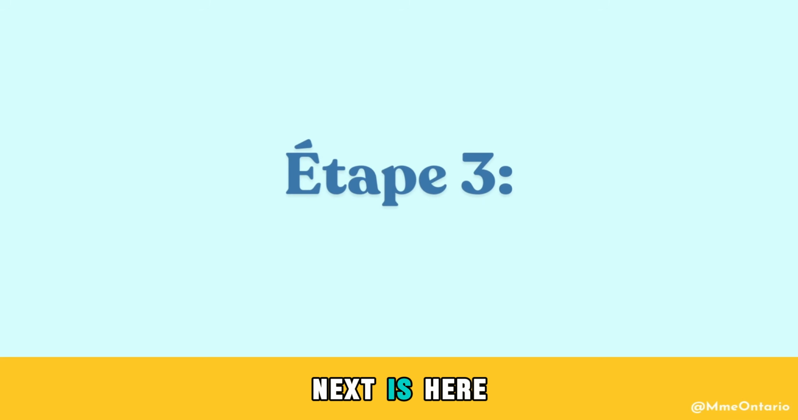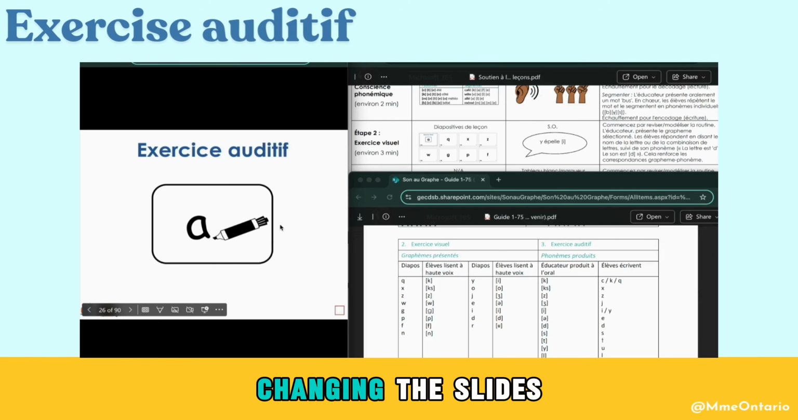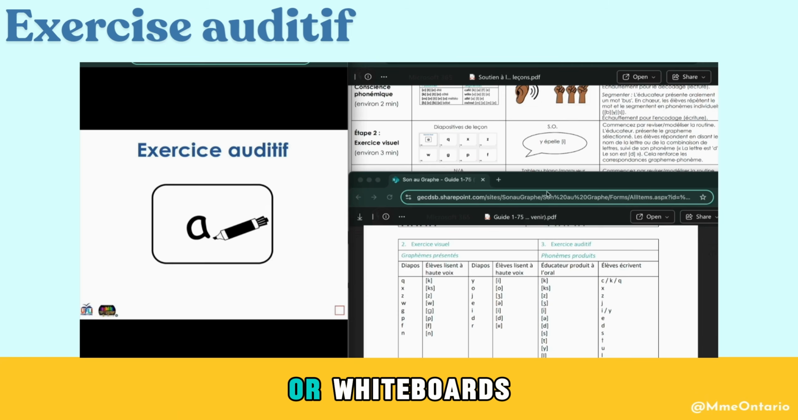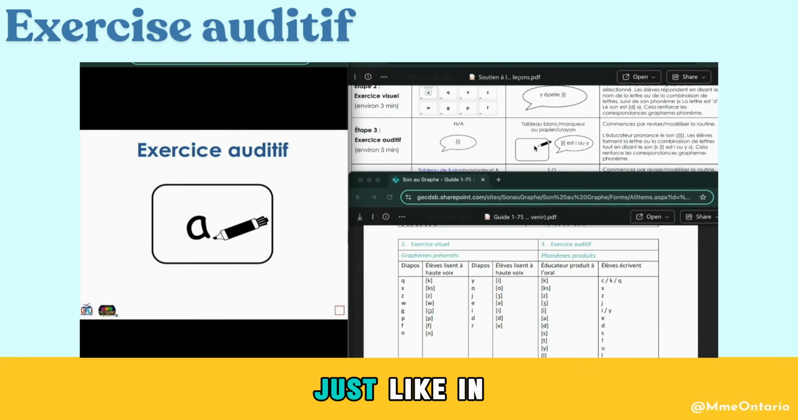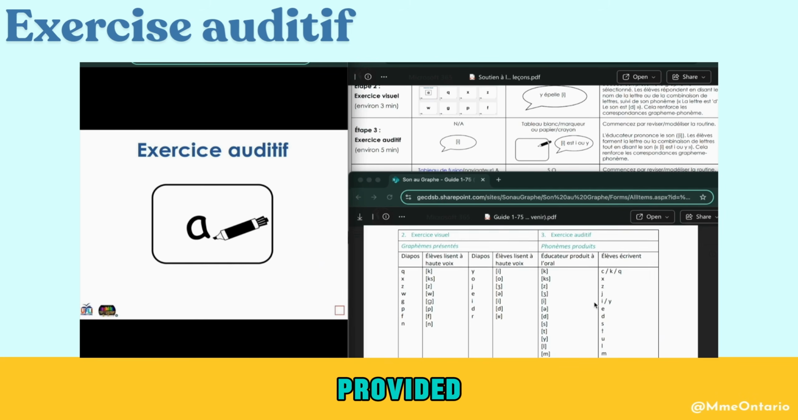Next is Exercice auditif. Here, you are not changing the slides, but instead you are saying the sounds on the list provided, and students will write the letters on their sentence strips or whiteboards. You'll notice that there can be multiple letters for a specific sound, just like in this first example here. So you would say the sound k, and students will either write the letter C or K or Q because they all make the sound k. Once you've gone through all of the letter sounds provided, you change the slide, and then we are moving on to step 4.